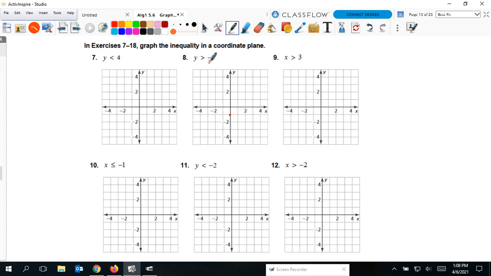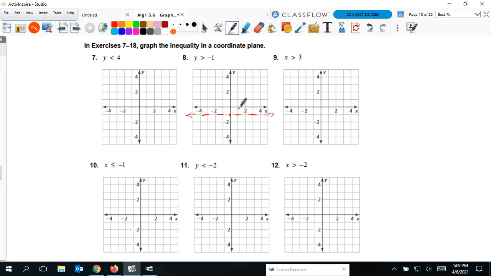And what we would notice here is that it's one of those that are like an open hole. It's not equal to, so it's not solid. It's going to be a dashed line. So we now have to put a dashed line going across here. So put yourself a dashed line. That's drawing the boundary line.